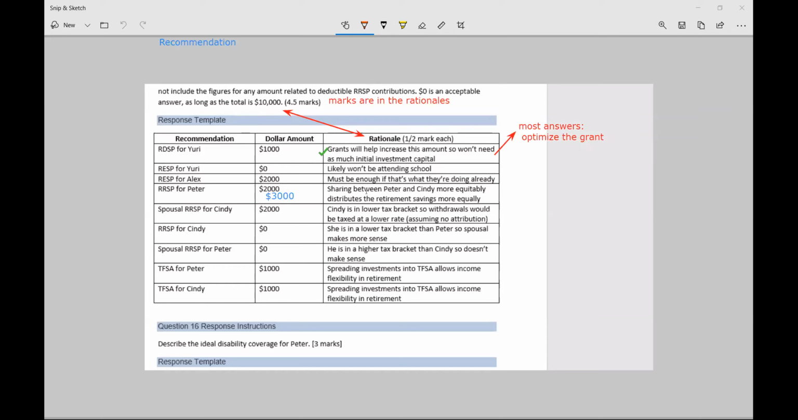I think that's a nice rationale to say you don't need to put as much money in. The grants are going to put you in good standing. Yeah, that's fair, Cameron. You could just talk about the purpose of the money, just to save towards retirement. Okay, what about this RESP for URI, who likely won't be attending school? What do we think there?